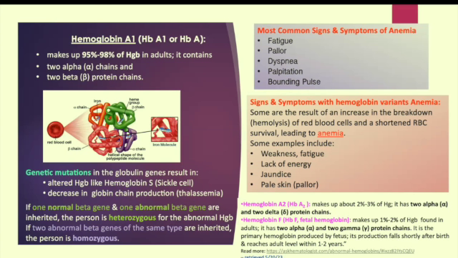if one normal beta gene and one abnormal beta gene are inherited by a patient, that person is actually heterozygous for the abnormal hemoglobin. If two abnormal beta genes of the same type are inherited, that person is homozygous.